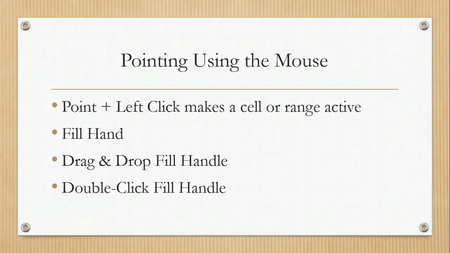Additionally, when you're using your mouse, you can utilize the fill handle within your spreadsheet. So if you have a cell selected or a range selected, in the lower right hand corner of that cell or range, you'll notice a little green dot. And that green dot is called the fill handle. And you can, in fact, drag and drop it down to automatically copy a formula or repeat a pattern in Excel, and I'll show you that a little later. Additionally, if you don't want to drag and drop it, you can also double click the fill handle, and that's going to automatically fill the rest of a column or row with those values.